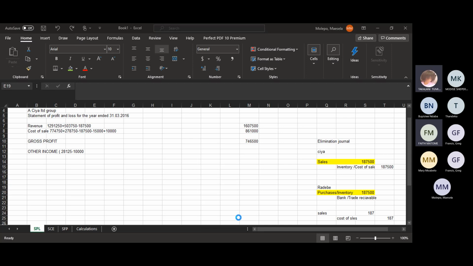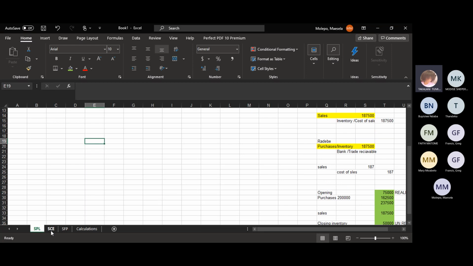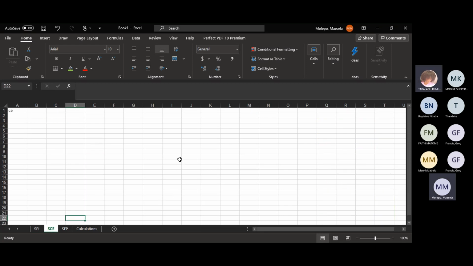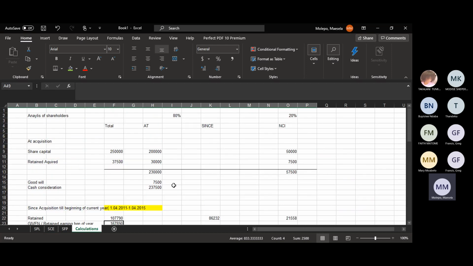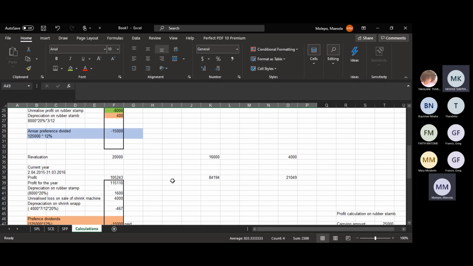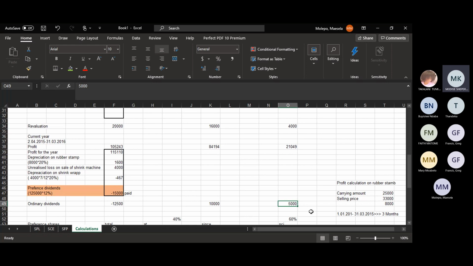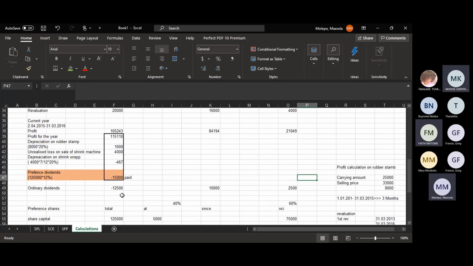Can I quickly clear something for myself before you go forward? When we went back to the dividend declared, I thought it was 12,500, but the split is not making 12,500 for me. Okay, let's go back to the calculation. I think it's just a typo. You put 5,000 there instead of 2,500. Oh, okay. So are you clear now?